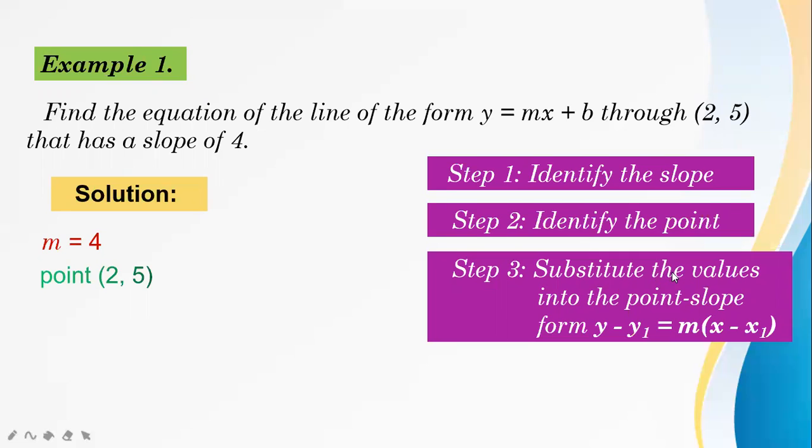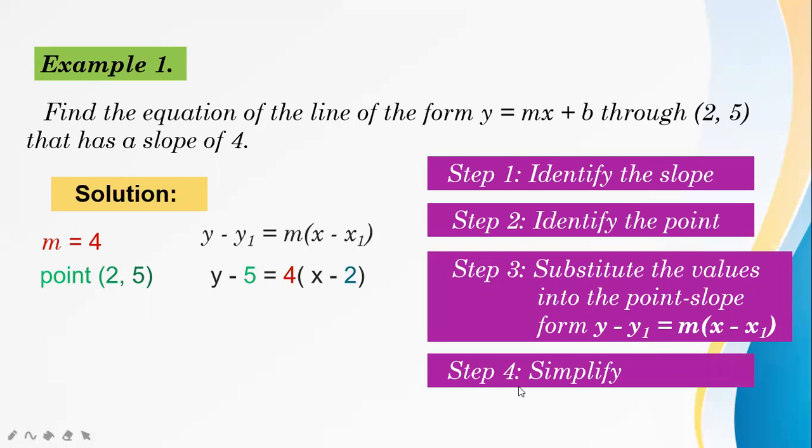Step 3, substitute the values into the point slope form, and this will be your formula. y minus y sub 1 equals m, the quantity x minus x sub 1. So we have this formula, and then you substitute your y sub 1. So this will be your y sub 1, 5. Then we have 4. That will be your slope, 4. Change m to positive 4. Then we have your x sub 1. So we have 2, positive 2.